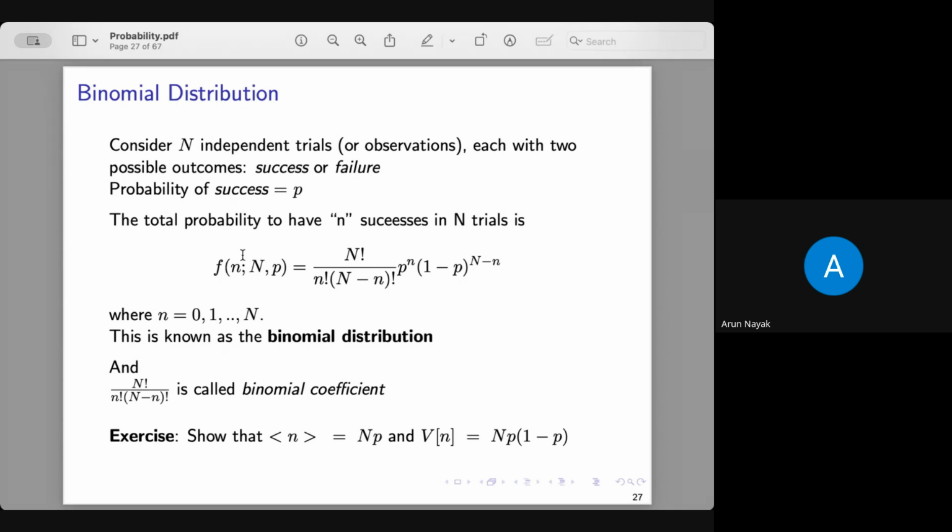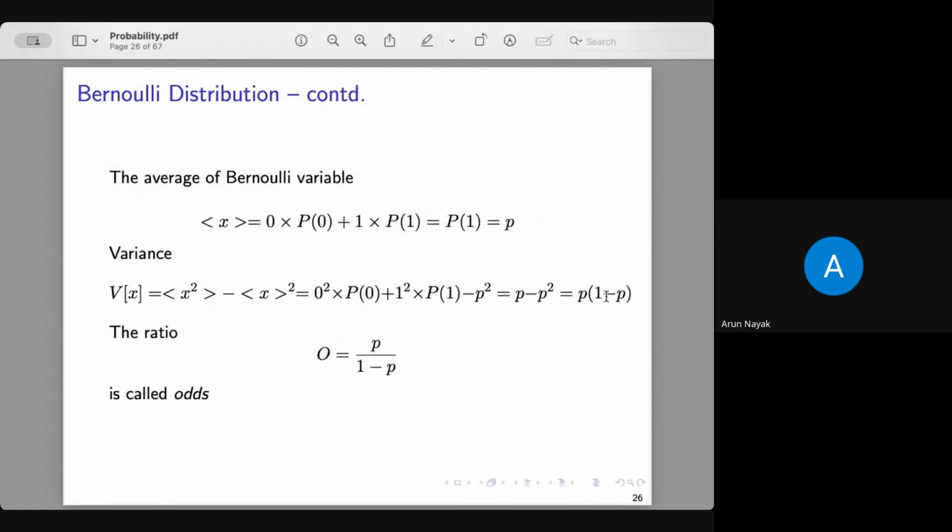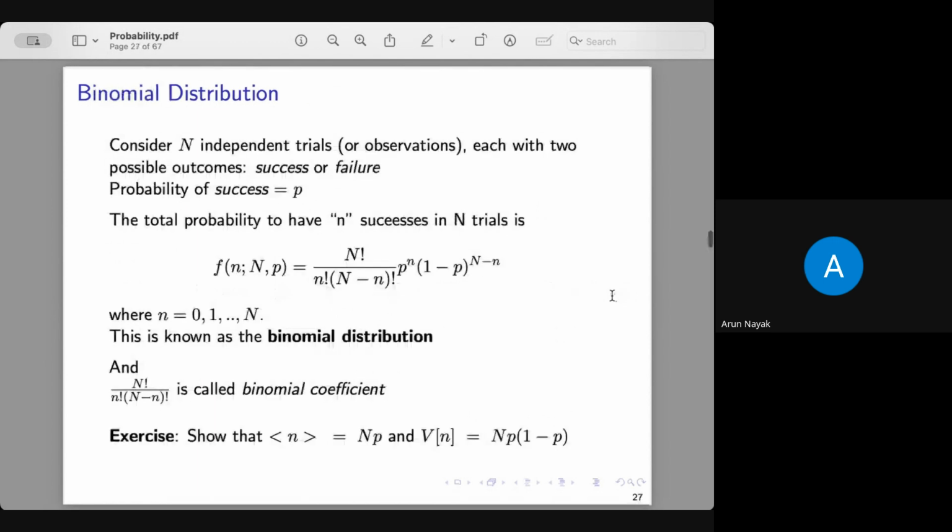That tells the probability of having n successes out of a total of n trials, given the probability of success is p. And from here, I give you an exercise: from this distribution, calculate that the mean of n should be n times p, and the variance should be n times p times 1 minus p. Now you can see that earlier we got the mean to be p and variance p times 1 minus p. In this case it is simply a product of n with that.